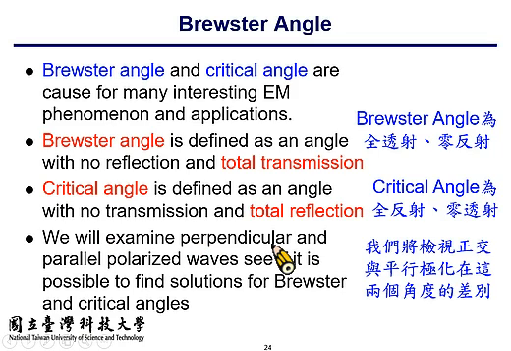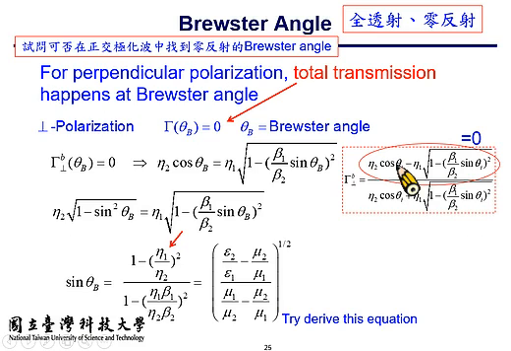So we will examine the perpendicular and parallel polarized waves to see if it is possible to find a solution for the Brewster angle. What are the conditions necessary to have the Brewster angle and the critical angle? So let's check our first question. For perpendicular polarization, total transmission happens at a Brewster angle. Can we find that? Can we find the Brewster angle for the perpendicular polarized wave?